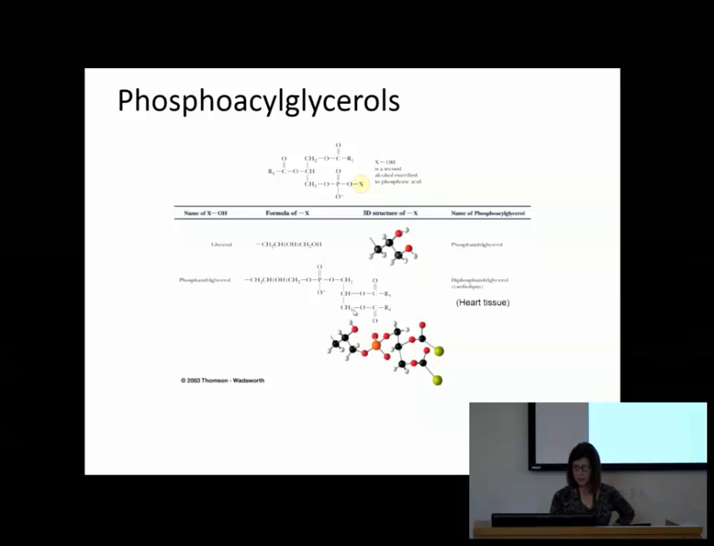Yes, Alice? What does that one do there? This is in heart tissue. Oh, really? So this is cardiolipin in heart tissue. So this is the fat in heart tissue. Any other questions about phospholipids?